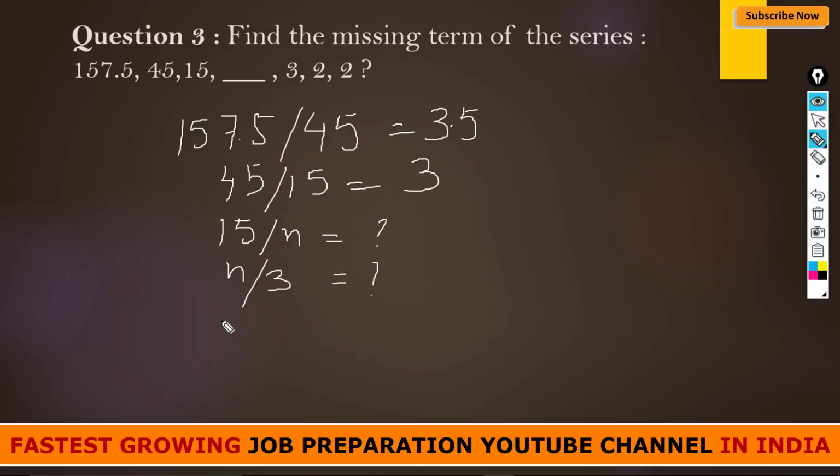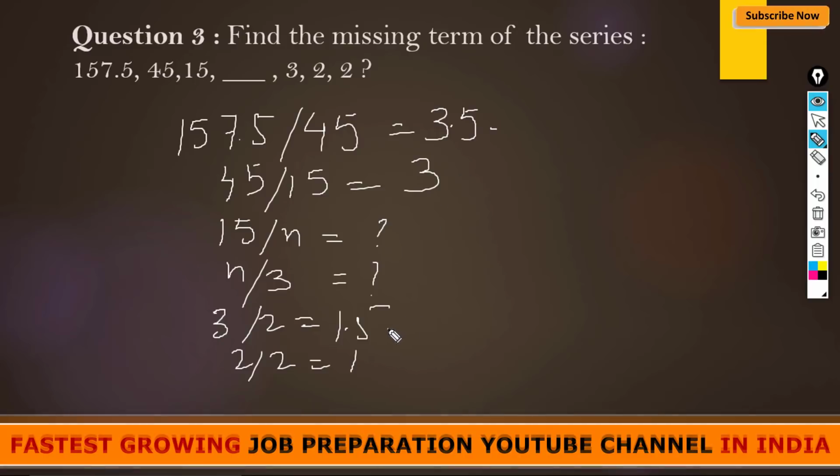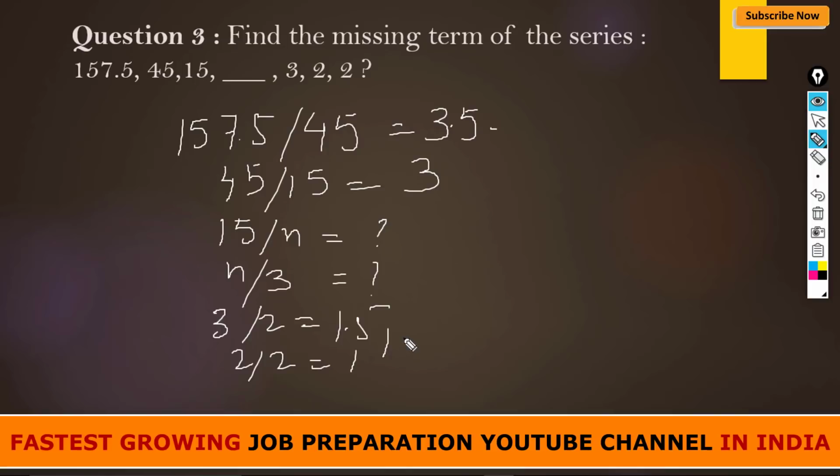Now let us take 3 by 2. That comes to 1.5. 2 by 2 comes to 1. So here if you ignore the missing term, we can see that 0.5 is decreasing. Because 3.5, 3, there is a difference of 0.5. And in the last also you can see there is a difference of 0.5. So the number should come here. In the first case it is 2.5 and in the second it should be 2. Then it becomes a series.